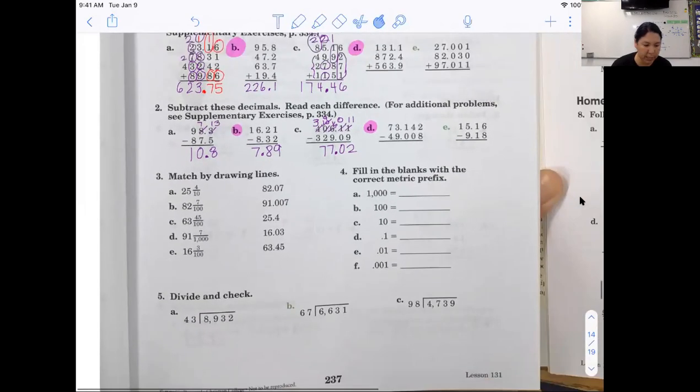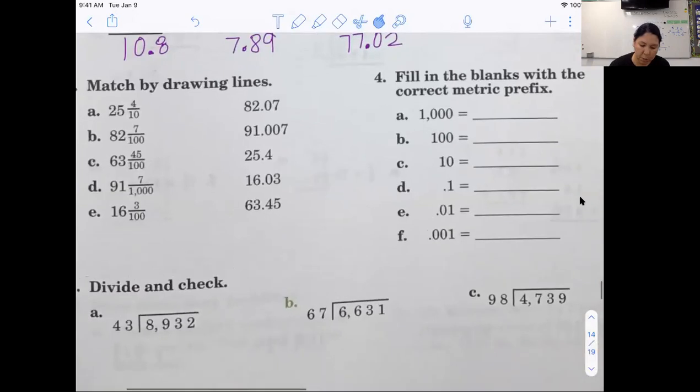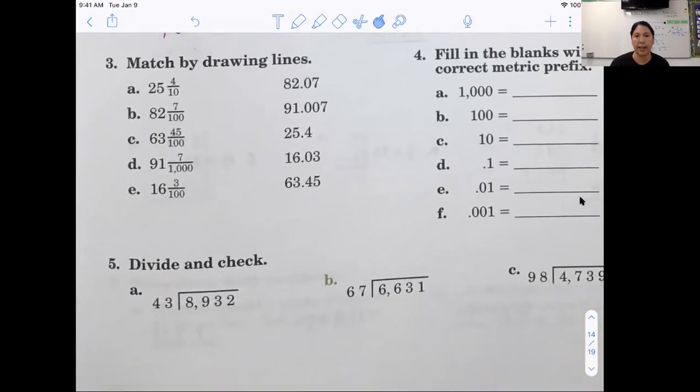Okay, so both D's. All right, let's go down to match my drawing lines. Okay, I'm going to do the first one with you. 25 and 4/10. Where is that? Yeah, I think these ones are going to be pretty easy. So I want you to do section 3 by yourself also. That one's not too hard. Okay, so pause the video and finish matching those lines.